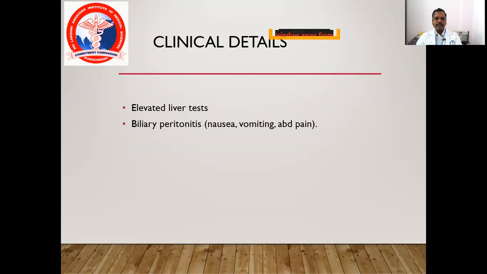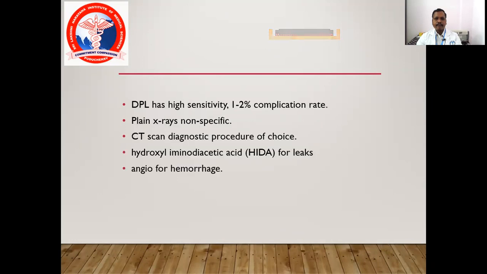In investigation, you'll have elevated liver tests. Biliary pancreatitis and peritonitis can also lead to nausea and vomiting. Diagnostic peritoneal lavage is highly sensitive with 1 to 2% complications, so we can prefer to have a diagnostic peritoneal lavage. Plain X-rays are non-specific with respect to the liver, and CT can be the diagnostic modality of choice.